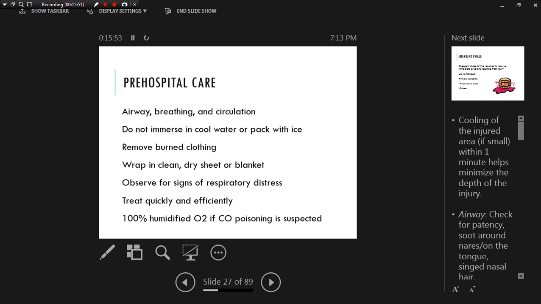Like we said, removing the burned clothing, especially with the deeper, the full thickness burns, we need to wrap these patients in clean, dry sheets. We mentioned observe for signs of respiratory distress, and then treat quickly and efficiently. We talked about that. And if we suspect that patients have carbon monoxide poisoning, we want to make sure that they get 100% humidified oxygen.